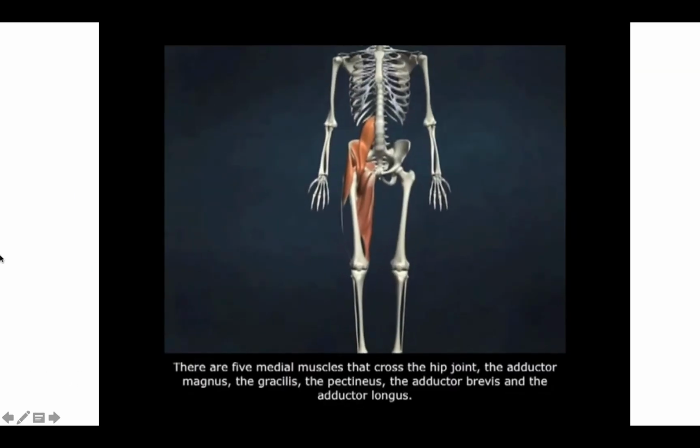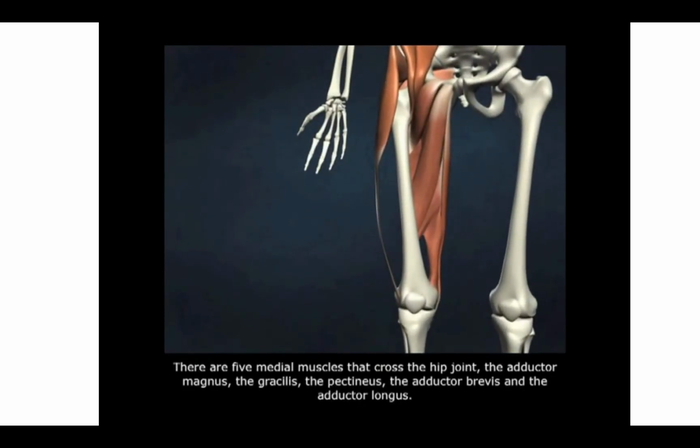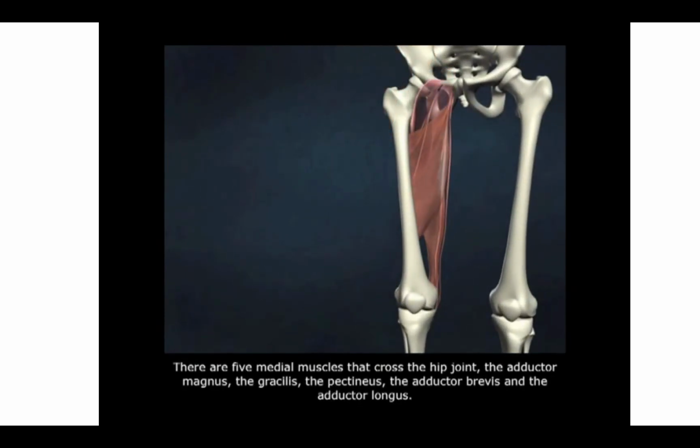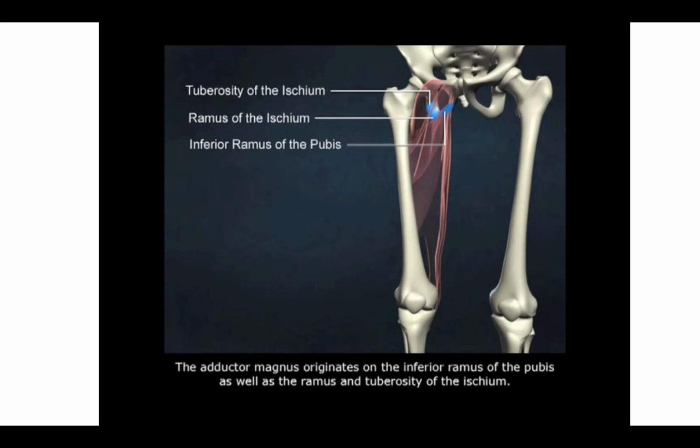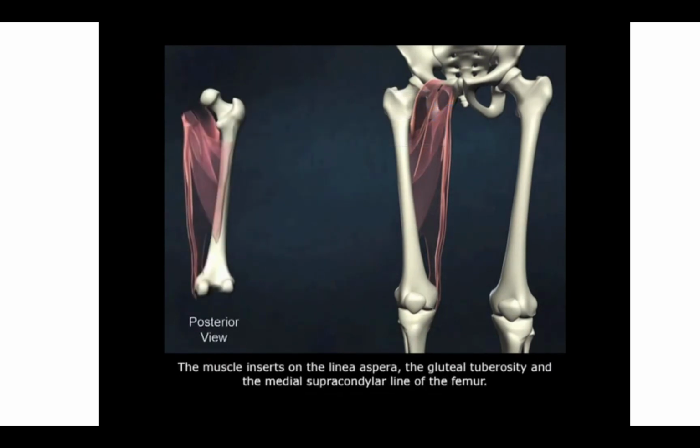There are 5 medial muscles that cross the hip joint: the adductor magnus, the gracilis, the pectineus, the adductor brevis, and the adductor longus. The adductor magnus originates on the inferior ramus of the pubis, as well as the ramus and tuberosity of the ischium. The muscle inserts on the linea aspera, the gluteal tuberosity, and the medial supracondylar line of the femur.